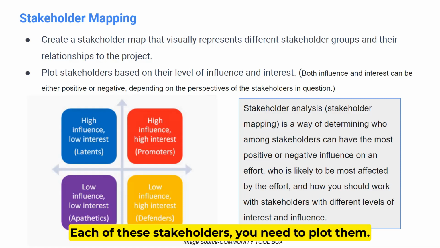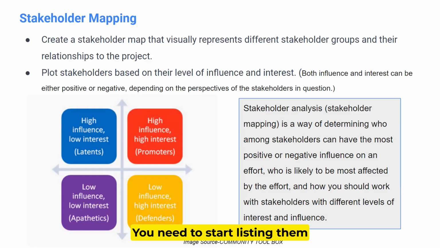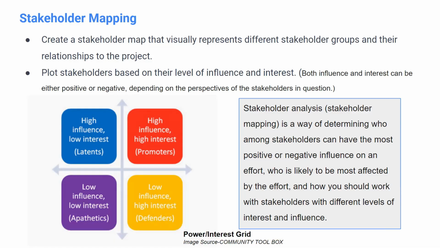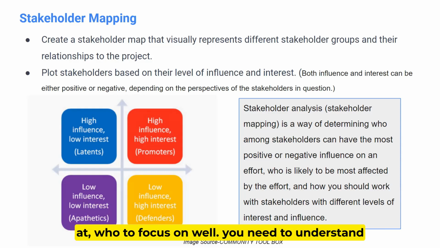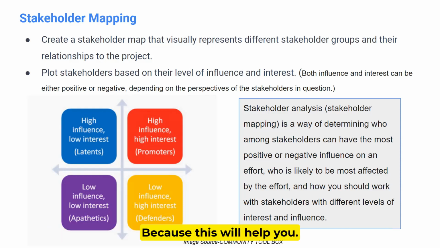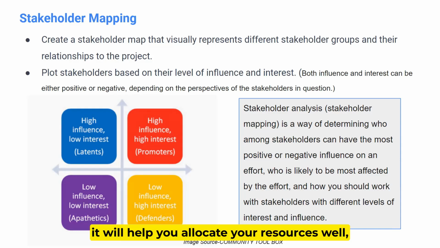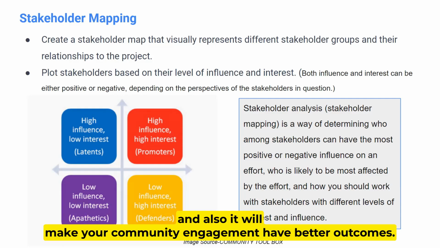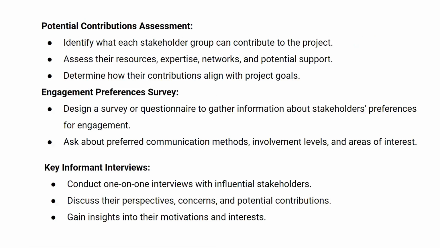Each of these stakeholders, you need to plot them, you need to start listing them so that you will know who to direct your engagements at, who to focus on well. You need to understand who are the people that need much energy, who are the people that don't really need much energy, because this will help you allocate your resources well. It will save you time, and also it will make your community engagement have better outcomes.